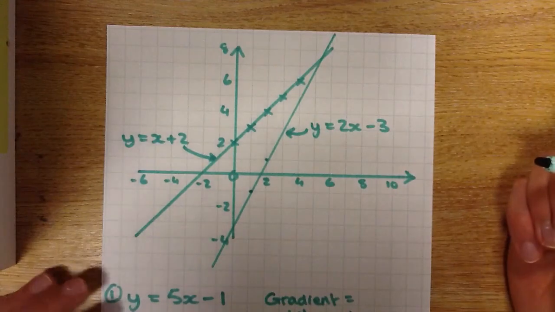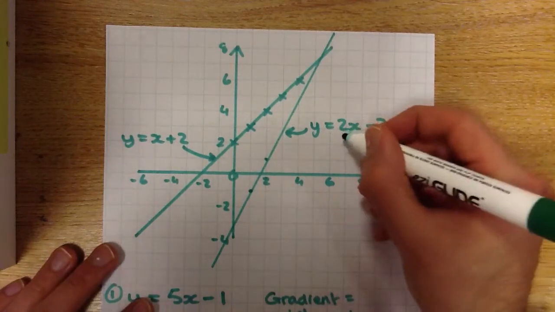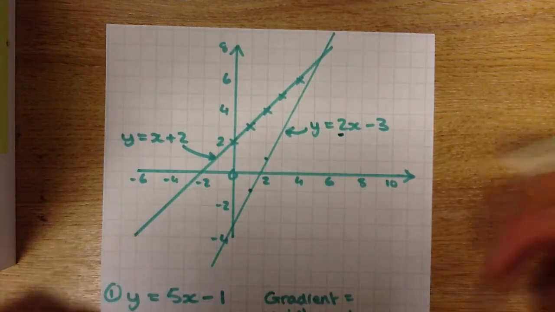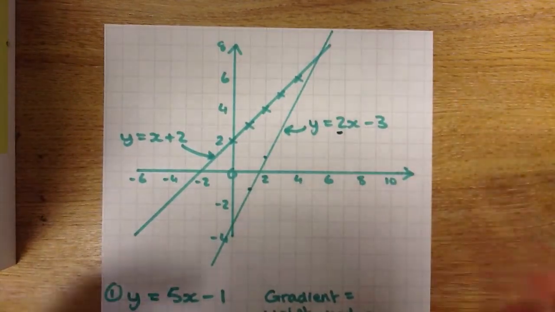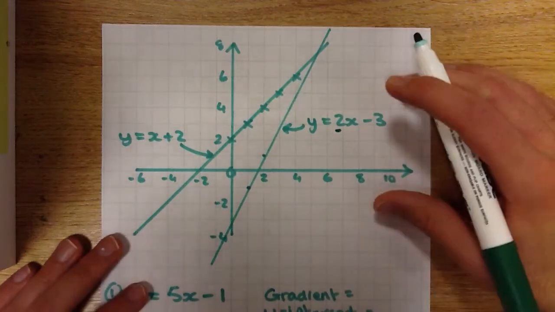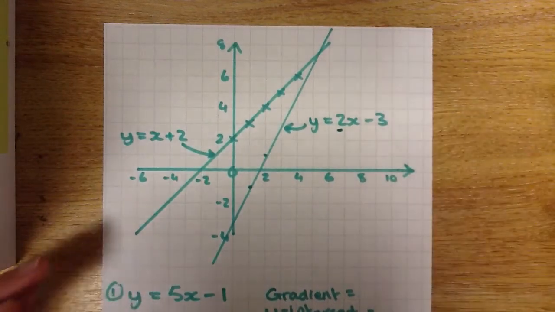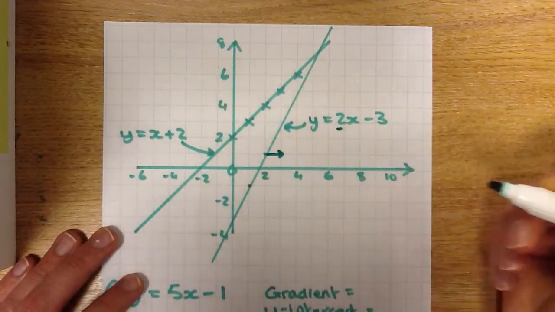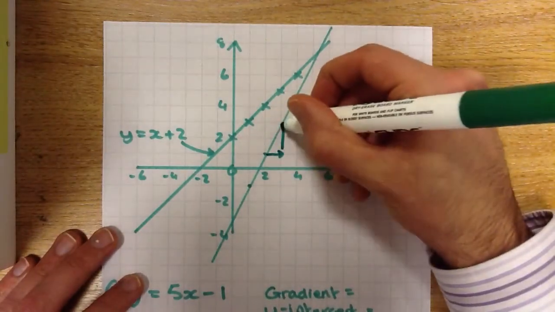And what I want you to remember is the 2, the number that is the coefficient, that's the word, the coefficient of x, that's the number that goes in front of the x. That gives us the gradient, which is the slope of the graph. And that means for every 1 square I go right, I go 2 up.